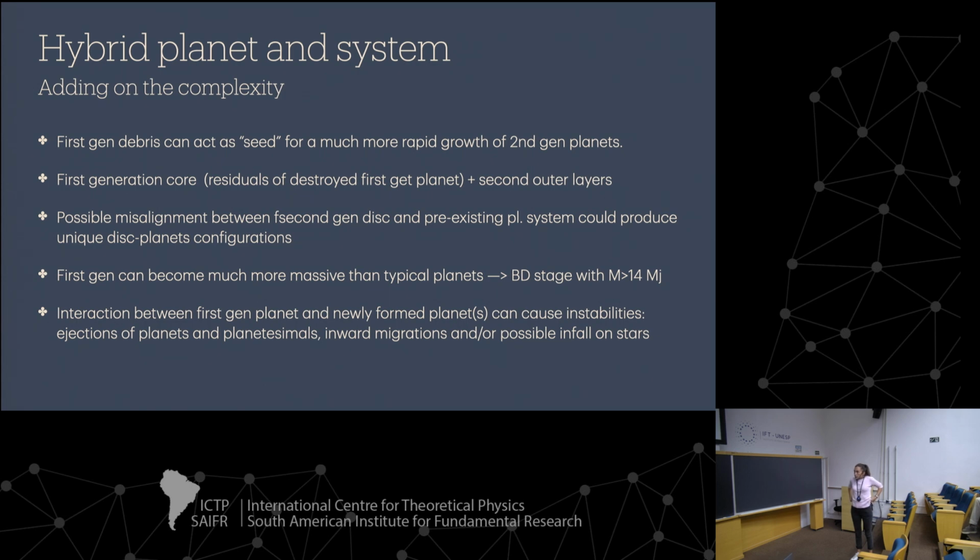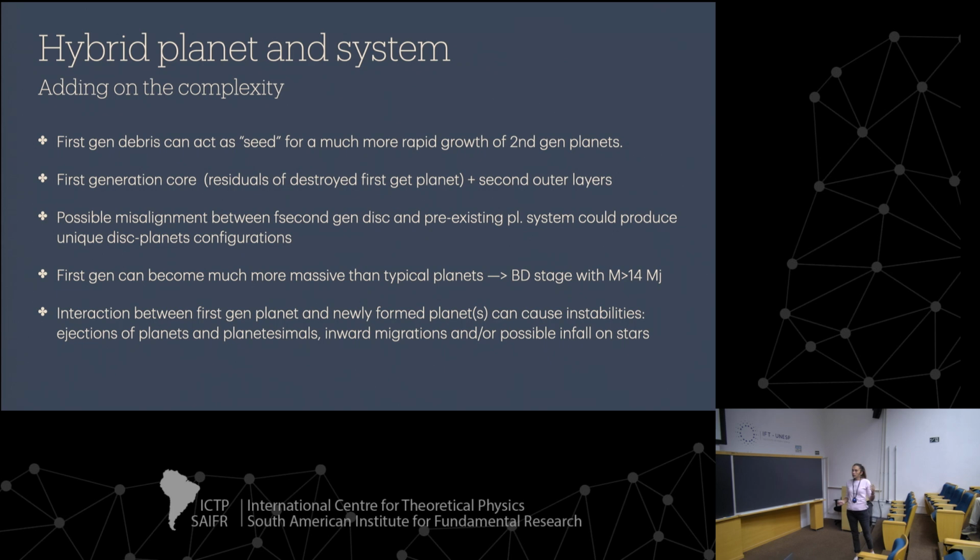Again, a first generation planet can become much more massive because it can accrete the material of the disk. But in that case, it will become a brown dwarf, you know, because if you accrete over the deuterium burning limit, then you become a brown dwarf. This is 13. I don't know why I put 14, but anyway.